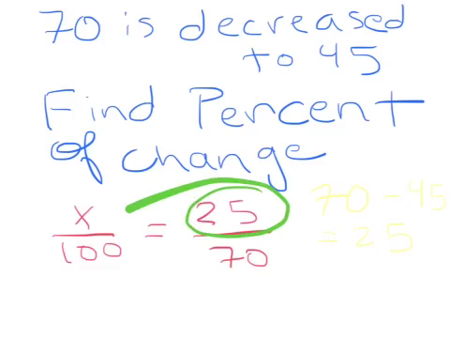Now, why is it over 70 and not over 45? Who knows? Yes, Sarah? Because 70 is the original. Now, who can tell me what the rule says to start with? Faiz? Part over original is equal to percent over 100. Very good.